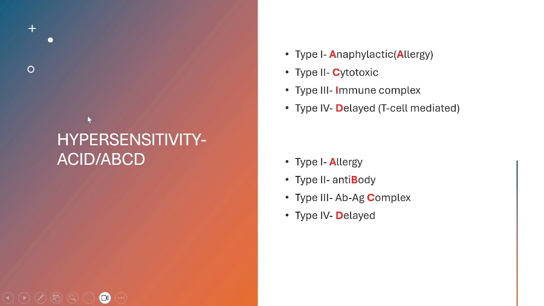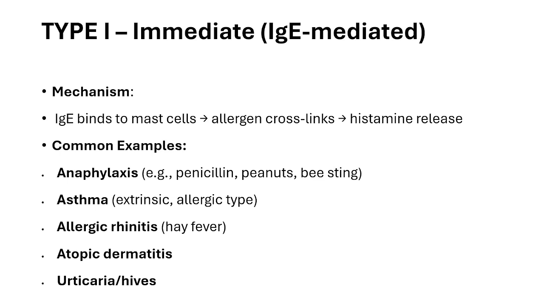And the very important table can be the differences or the examples of all the types of hypersensitivity reactions. So type 1 is mediated by IgE. The mechanism works like this: IgE binds to mast cells, the allergen cross-links, and histamine is released. As a result, vasoconstriction occurs. The common examples for type 1, which I already discussed on my previous slide, are the 4 A's: anaphylaxis, asthma, allergic rhinitis and atopic dermatitis. And when it comes to allergy, urticaria or hives also comes into play. So for type 1, always remember the 4 A's.